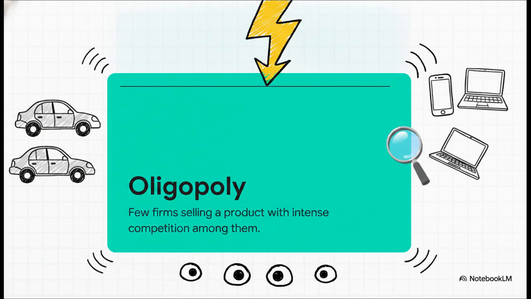Let's look at oligopoly first. This is a market structure dominated by just a few massive giants. Think automobile manufacturers or the major electronics companies. Because there are so few of them, every single move one company makes sends shockwaves through the entire industry. They are locked in this intense direct competition where everyone is constantly watching everyone else.